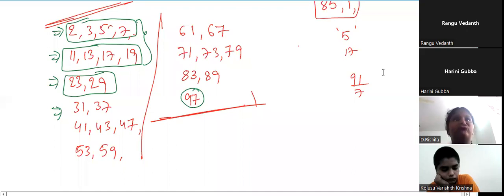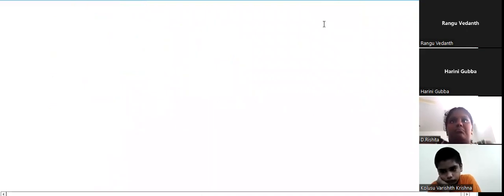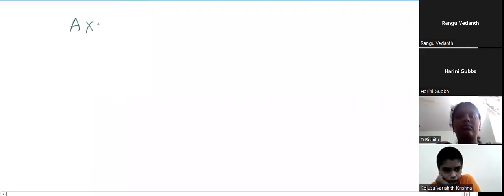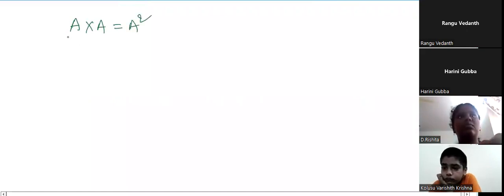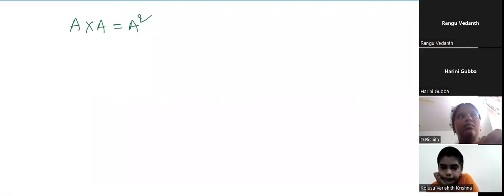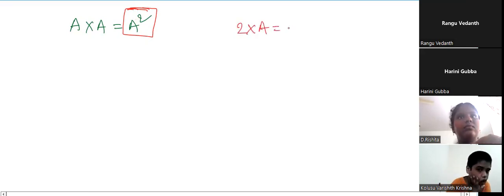Okay. And one more thing: what about squares? What is meant by square? Sir, square means a number multiplied by the same number, equal to A into A. Its representation is A squared. If you multiply a number twice, we will get the square of that number. Twice means 2 times.